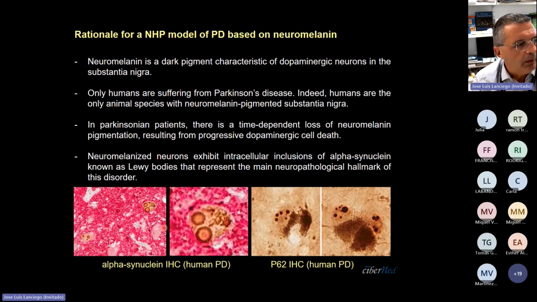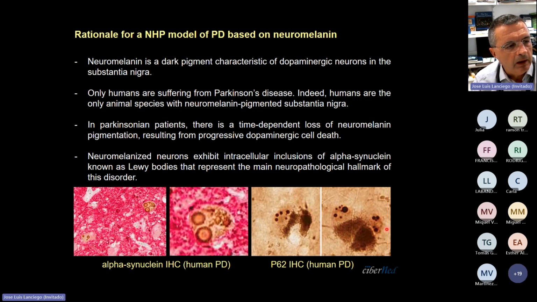Here are just a couple of examples. This is a stain for alpha-synuclein immunohistochemistry at the level of the substantia nigra in a human patient. This is neuromelanin, and you can see this neuron has a couple of Lewy bodies that are positive for alpha-synuclein, with the typical appearance of a peripheral halo that is more intensely reactive against synuclein and a paler center.